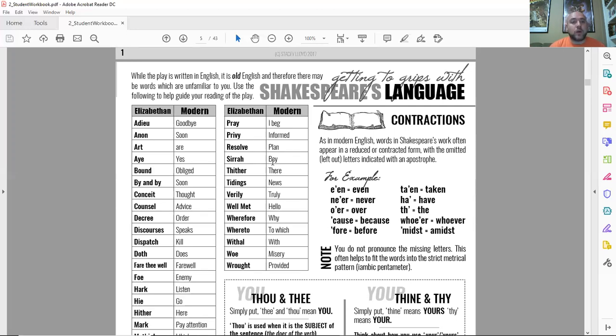Instead of over, o'er. 'Cause instead of because, which should be familiar to most of y'all. Most of y'all write the word cause instead of because. For instead of before, t'en instead of taken, ha' instead of have, things like that. So be looking at whenever you see those words, and as I'm reading them to you, I won't be pronouncing those missing letters. I'll be saying them this way because that's the way they're supposed to be spoken. But all he's trying to do is change his syllable counts.